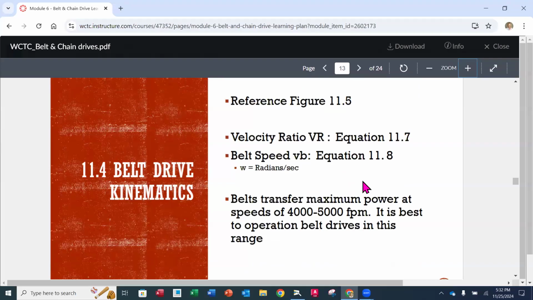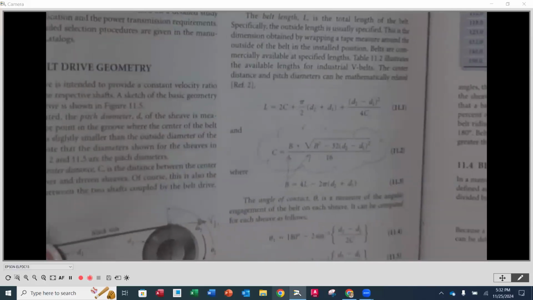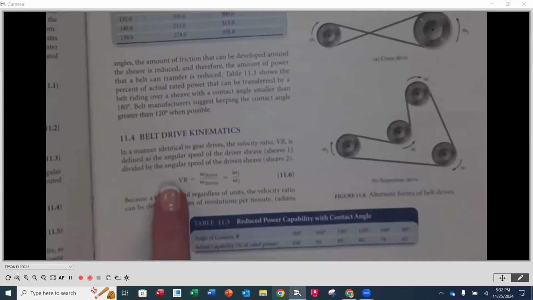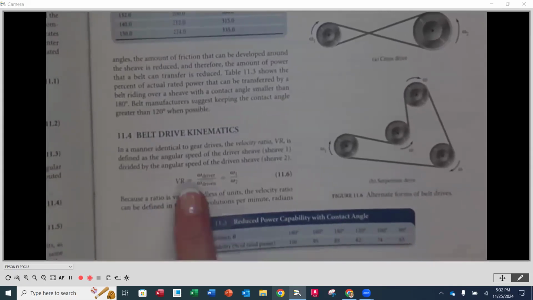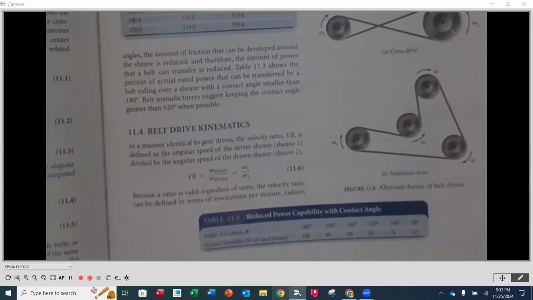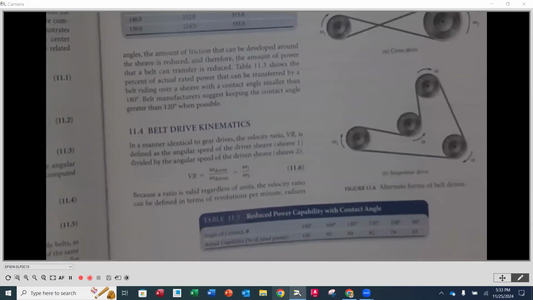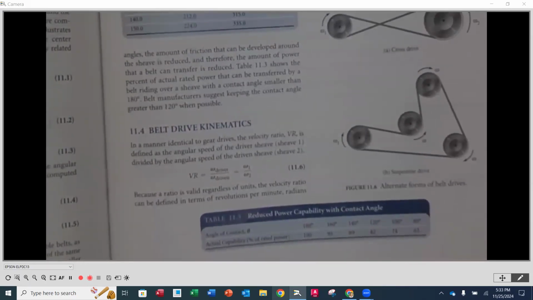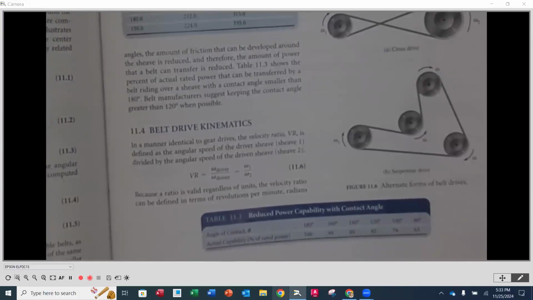Velocity ratio. That sounds familiar to us. We talked about velocity ratio. We go to our next page, 305, right underneath belt drive kinematics. We have VR, velocity ratio, just like we did for gears. You'll notice here that they're comparing the angular velocity of the driver, the higher speed shaft, which is going to be the smaller sheave, divided by the lower speed shaft or the driven angular velocity. And that's just going to be that ratio.